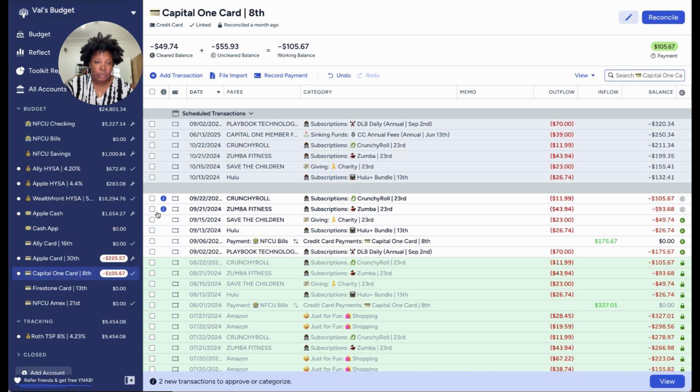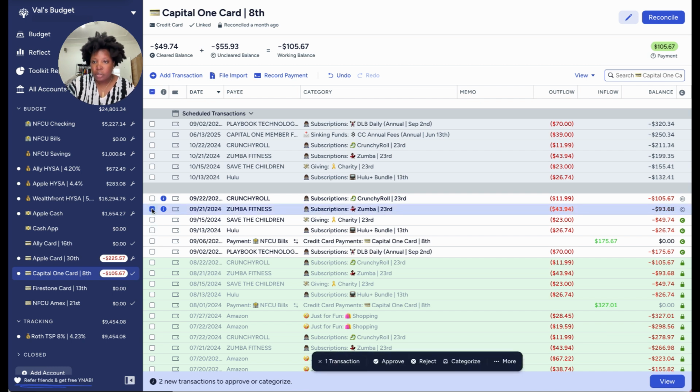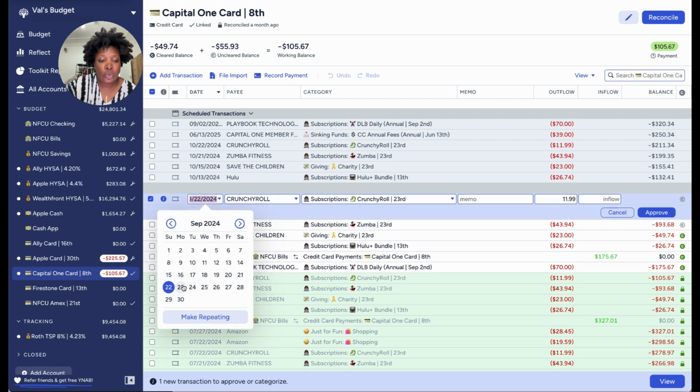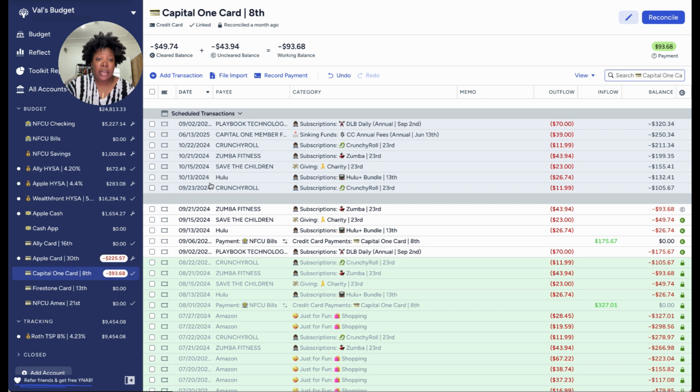And then I have my Zumba recurring subscription, and that one is showing pending. So I'm going to approve it, but it is showing pending. And then I have my Crunchyroll subscription. That should be coming in tomorrow, actually. So I'm going to change this date to the 23rd and approve that. So it'll be back in the scheduled transactions. And then once tomorrow hits, then it'll show up as pending.